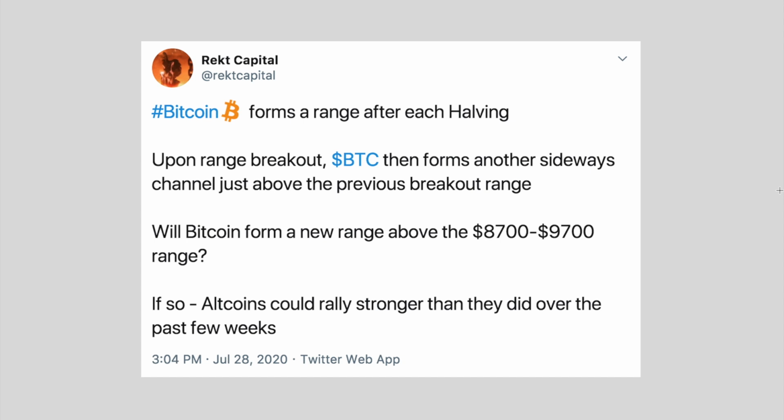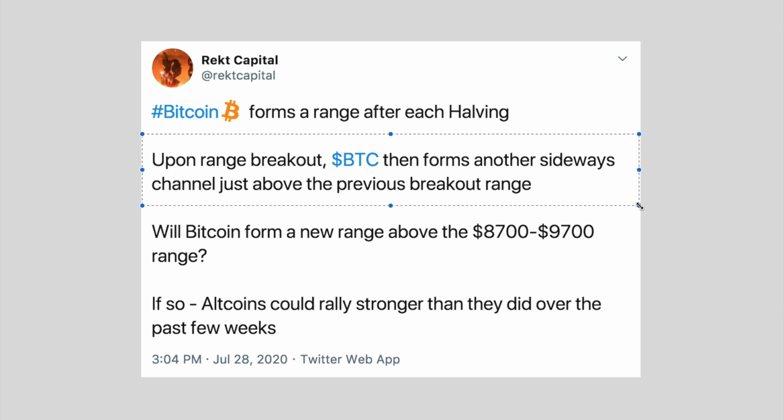This tweet, I posted this near the end of July, and of course this comes from my article about Bitcoin, everything you need to know post-halving, where I talk about key historically recurring tendencies across all halvings, of course, after the halving. And in this article, I talk about a few key tendencies, and one of them is that upon range breakout from a post-halving range, we tend to see a new range form above that range. That sounds like a mouthful.